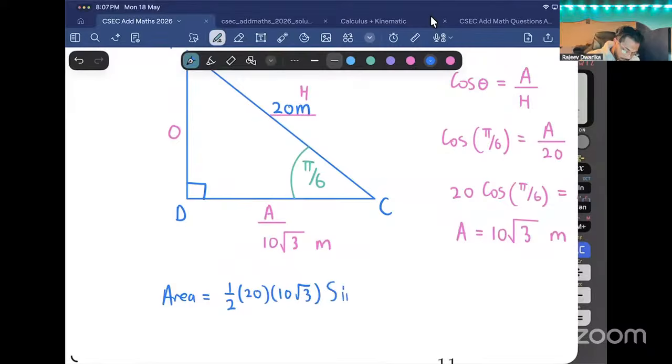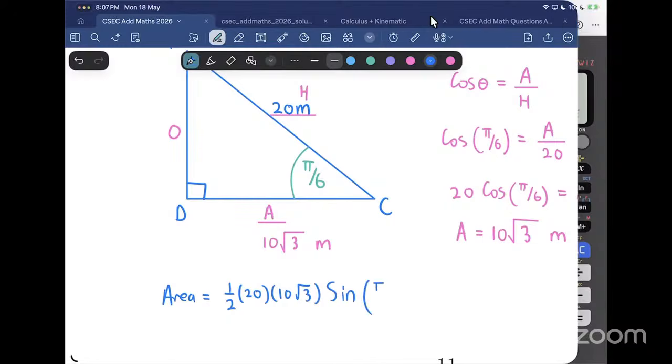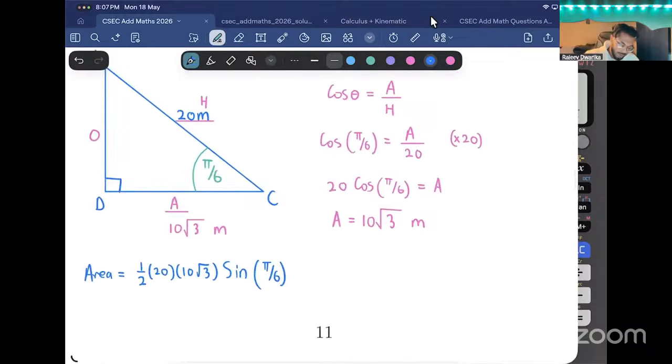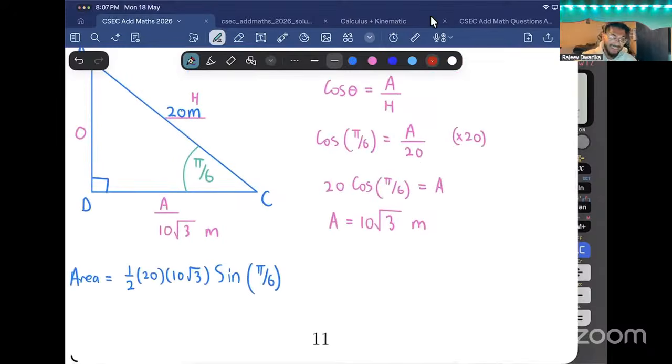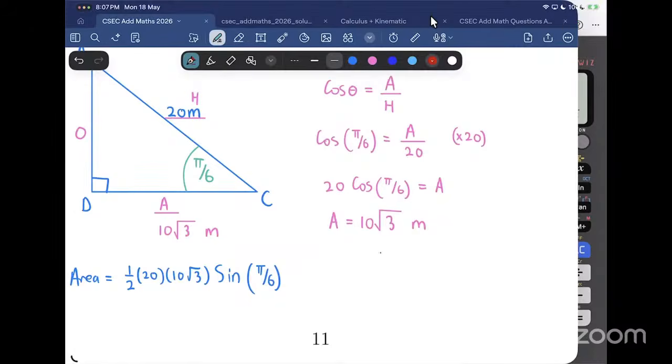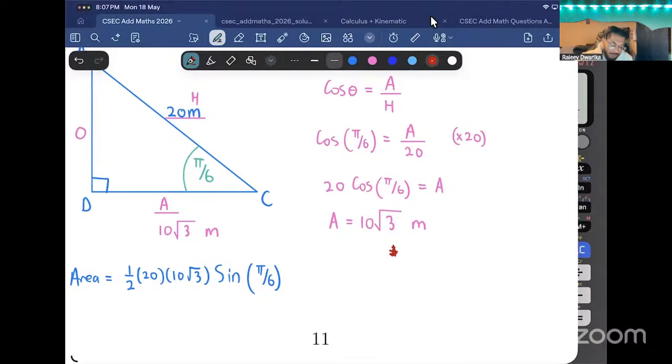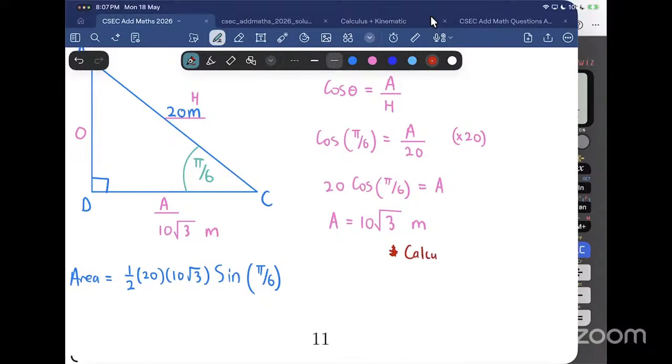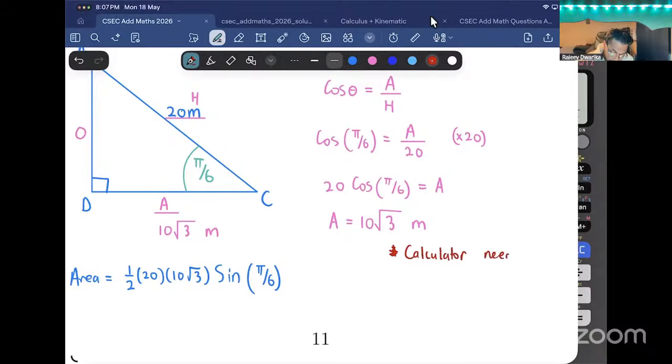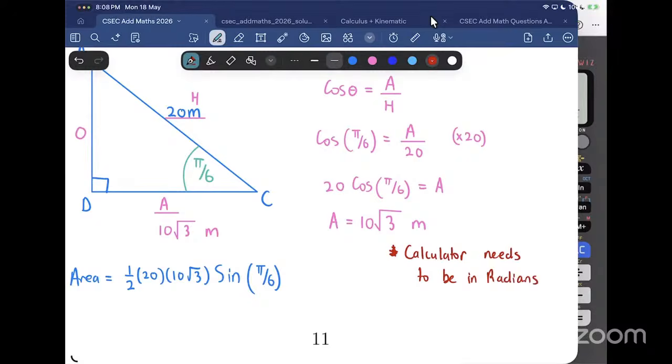And then we're going to multiply by sine of the included angle. What's the included angle? Pi over 6. Good. So you can calculate that on your calculator. Guys, if you're watching this video to learn, see how you have pi over 6 inside that trig function. Since the angle is in radians, your calculator needs to be in radians. Now, let's see what you get for your answer.